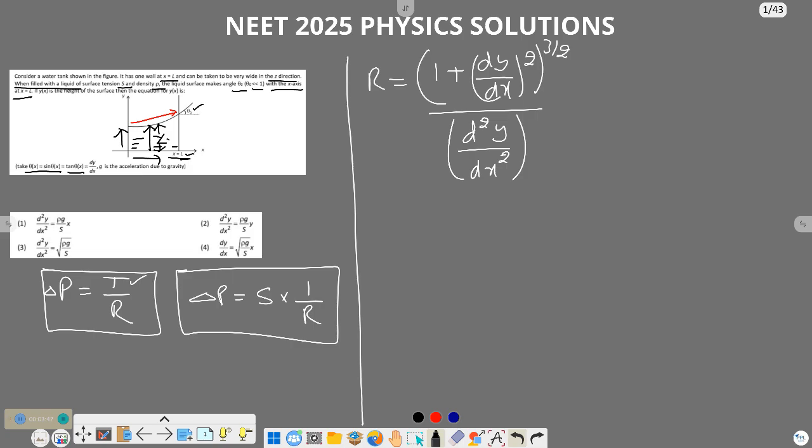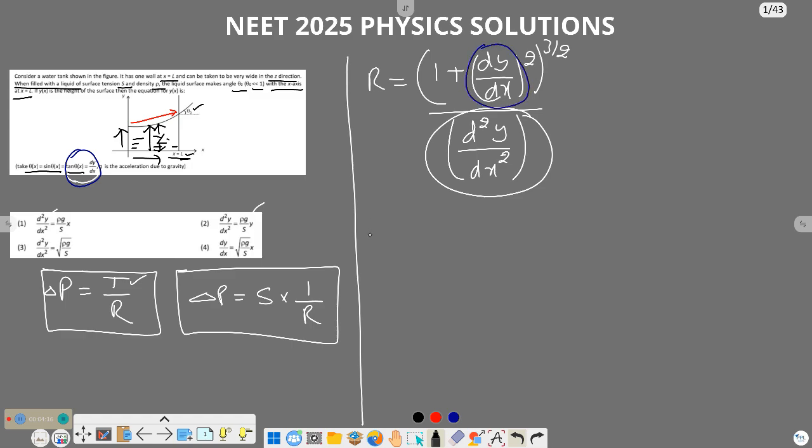If you see the options, we have d square y by dx square in the options. So we can get the answer in terms of either dy by dx or d square y by dx square. So apply this. What is the condition here? If you observe the question, they have given very clearly: tan theta is equal to dy by dx. So I can take this as tan theta.